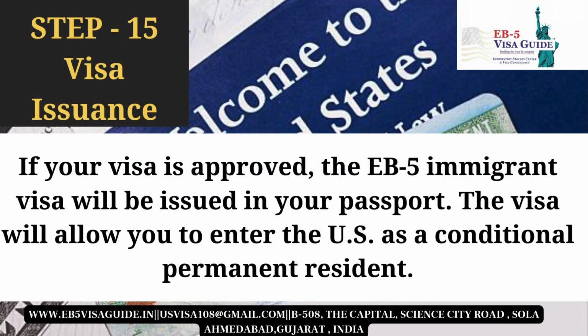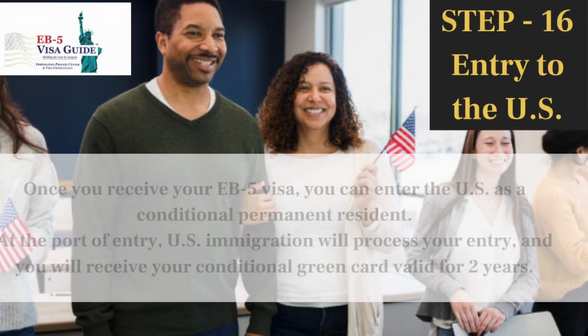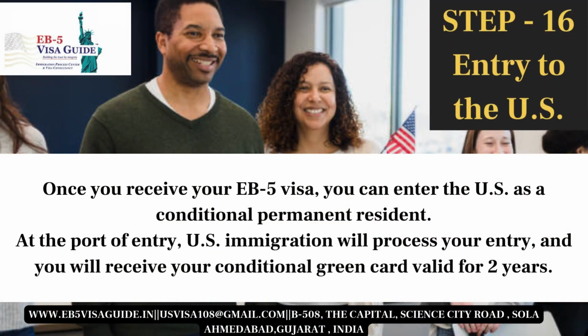Step 15. Visa issuance. If your visa is approved, the EB5 immigrant visa will be issued in your passport. The visa will allow you to enter the US as a conditional permanent resident. Step 16. Once you receive your EB5 visa, you can enter the US as a conditional permanent resident. At the port of entry, US Immigration will process your entry, and you will receive your conditional green card valid for 2 years.